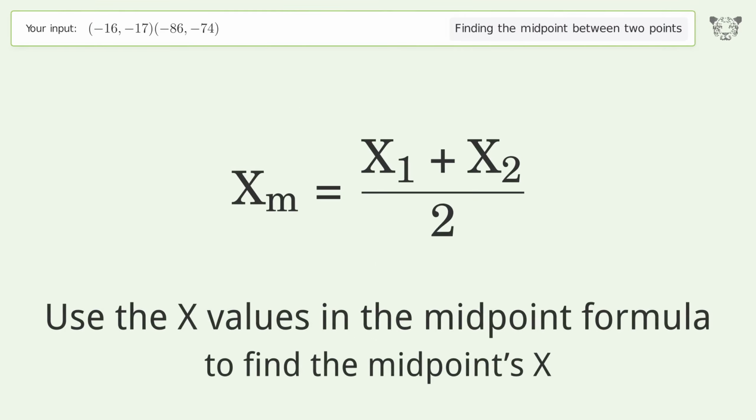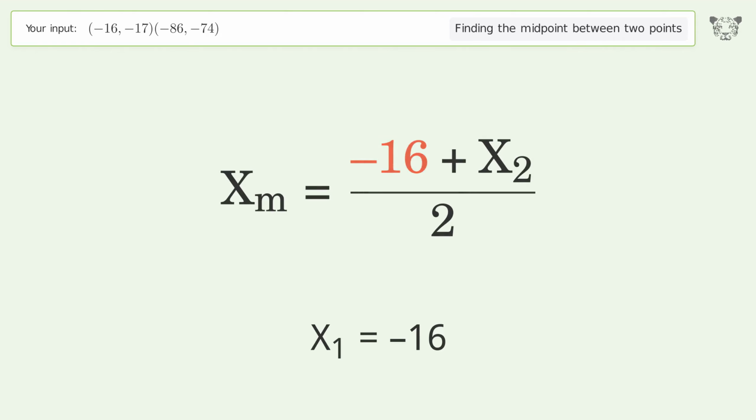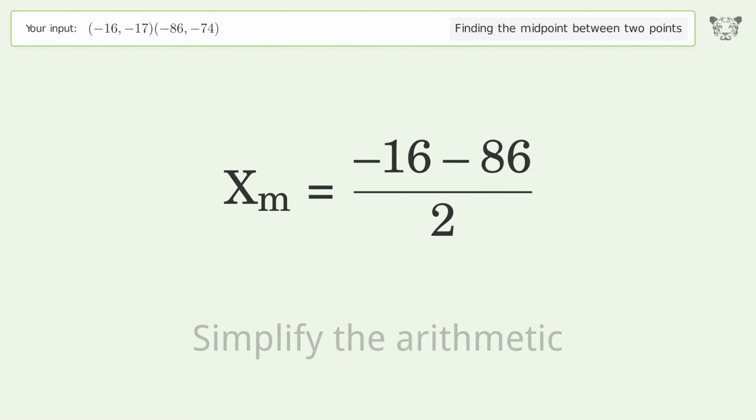Use the x values in the midpoint formula to find the midpoints x. x1 equals -16. x2 equals -86. Simplify the arithmetic.